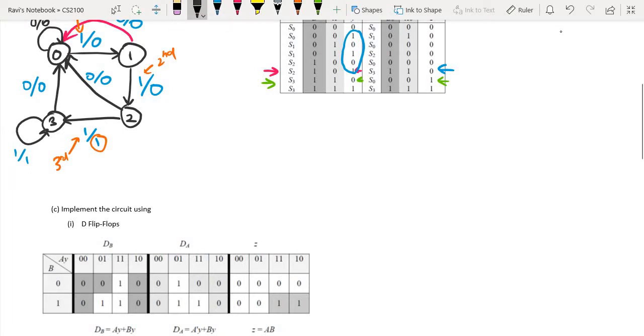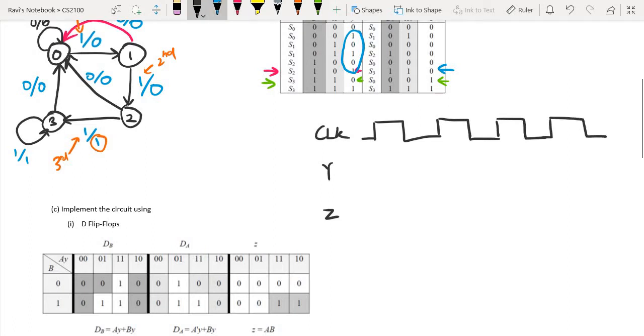So let's look at how things will be. Let's look at the clock, and the y and the z. I'm going to draw some clock signals here, four clock cycles, and I'm going to make it a positive edge triggered design. Now let's think of the scenario where I'm going to have 3 consecutive ones.